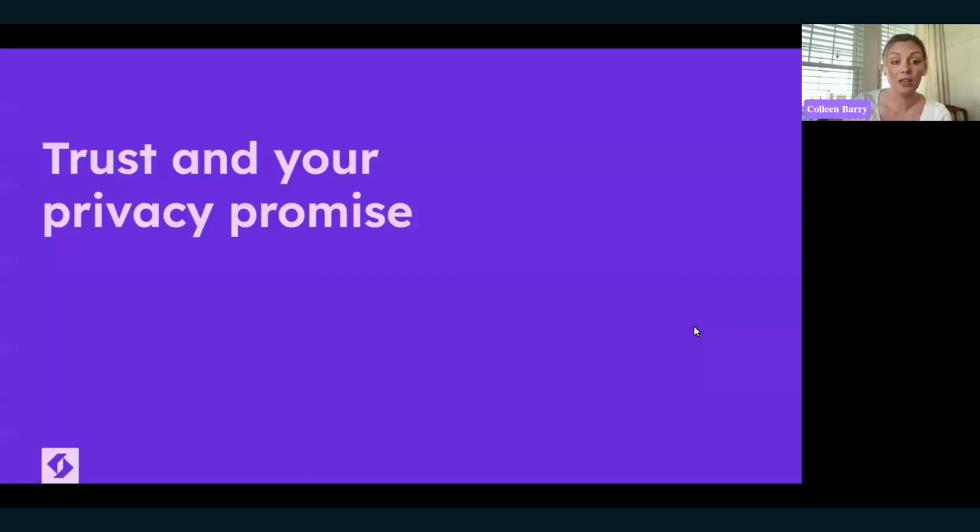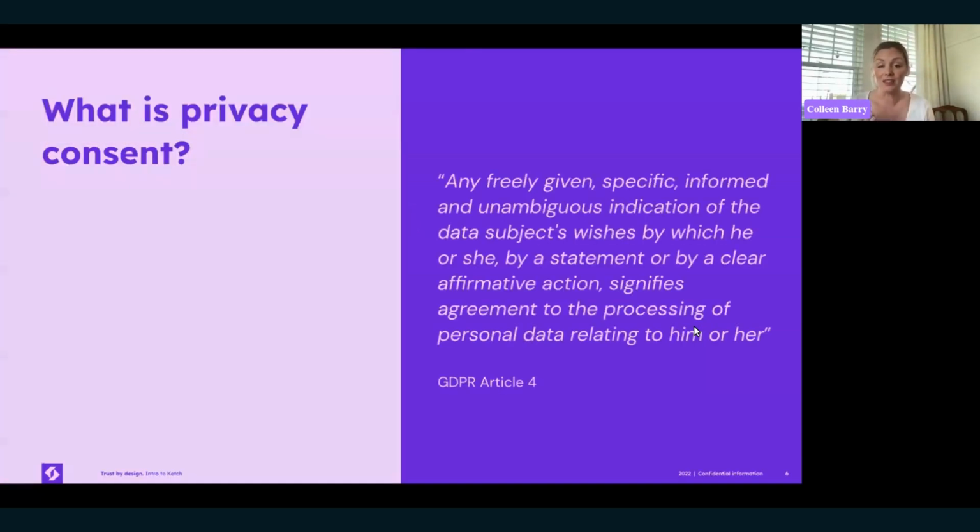So let's go ahead and start with talking about trust and your privacy promise, what your consumers expect and hope to receive from you when it comes to consent. A great way to level set is to think about, at the top here, what is privacy consent? One of the most foundational ways we think about it comes from one of the grandfather privacy regulations out there, which is of course GDPR.